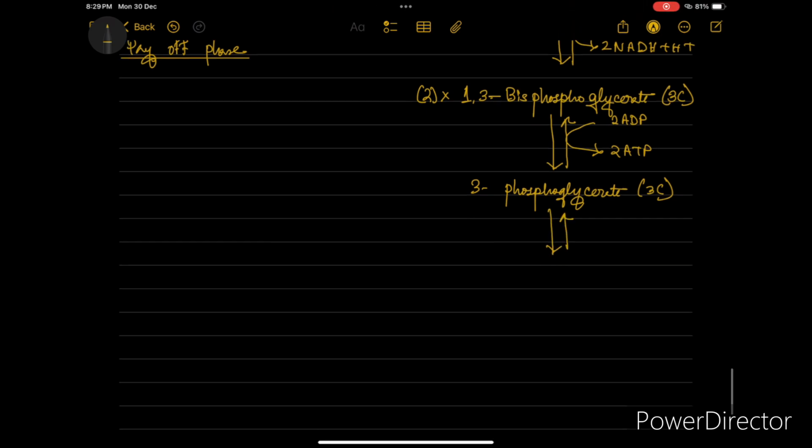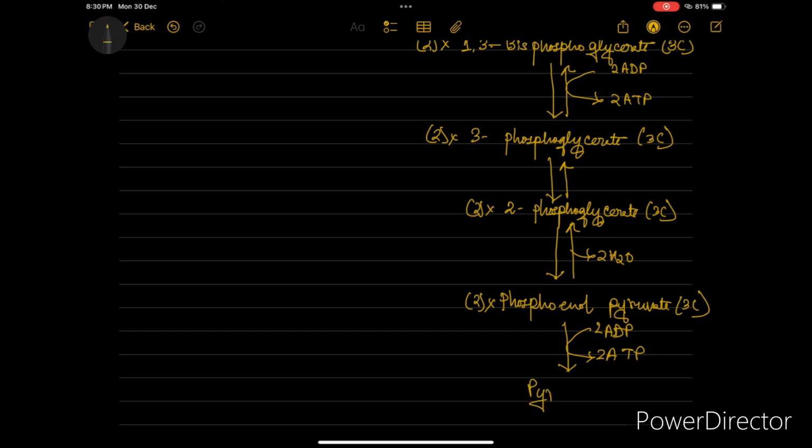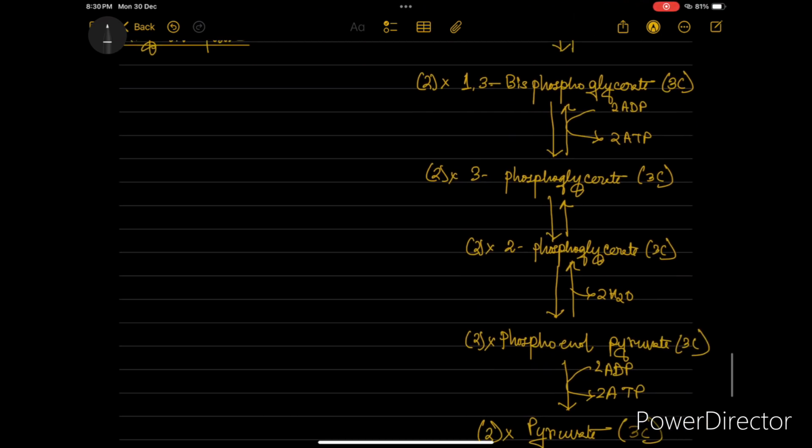And from 3-phosphoglycerate, with the help of a reversible reaction, it is converted into 2-phosphoglycerate, and this is then converted into two molecules of phosphoenol pyruvate, causing the release of two molecules of H2O. All the molecules are 3-carbon compounds and the amount is 2 moles. From phosphoenol pyruvate, in the last step of glycolysis, it is converted into pyruvate, producing 2 ATP molecules, right?